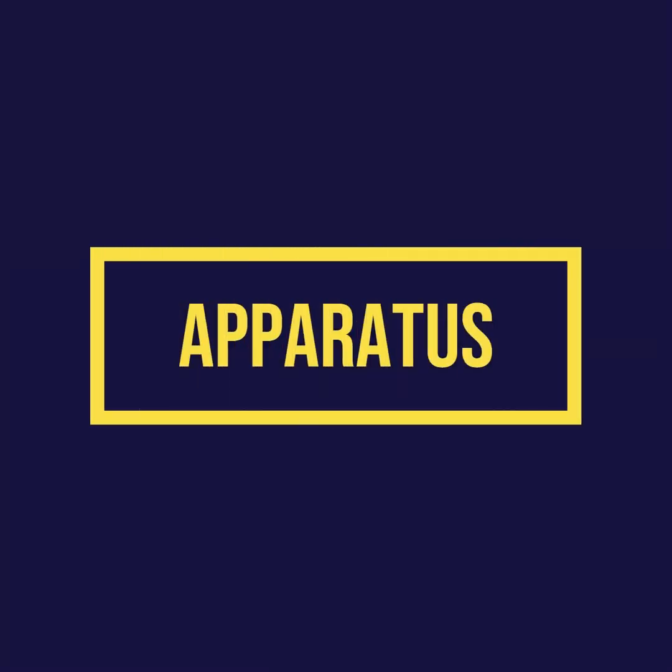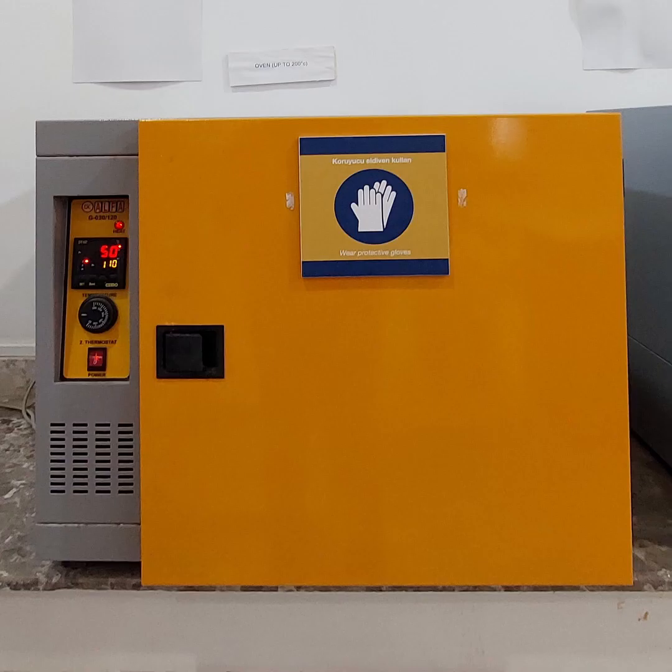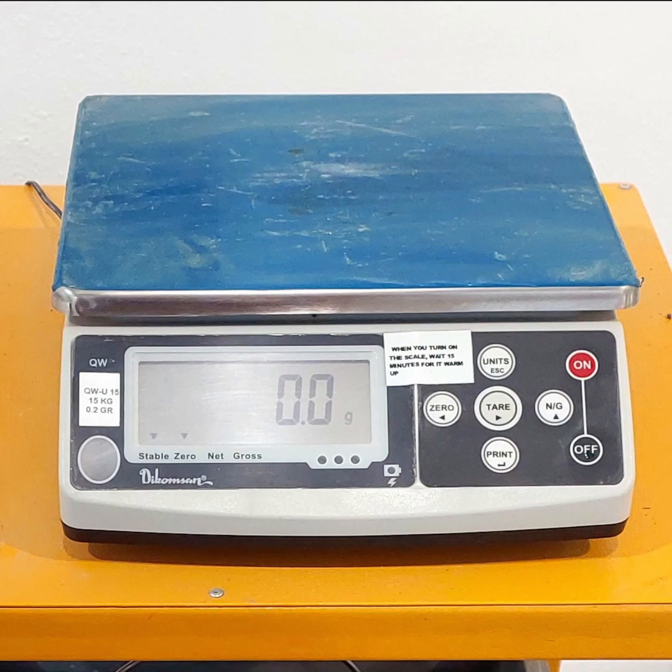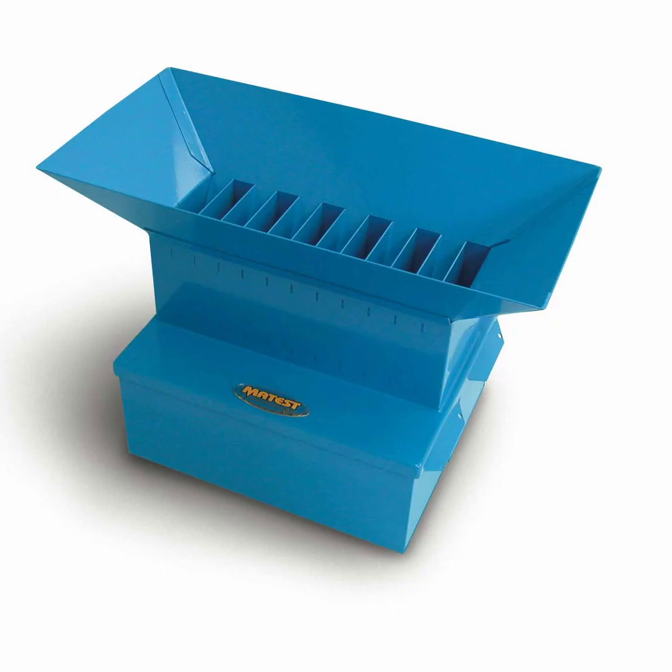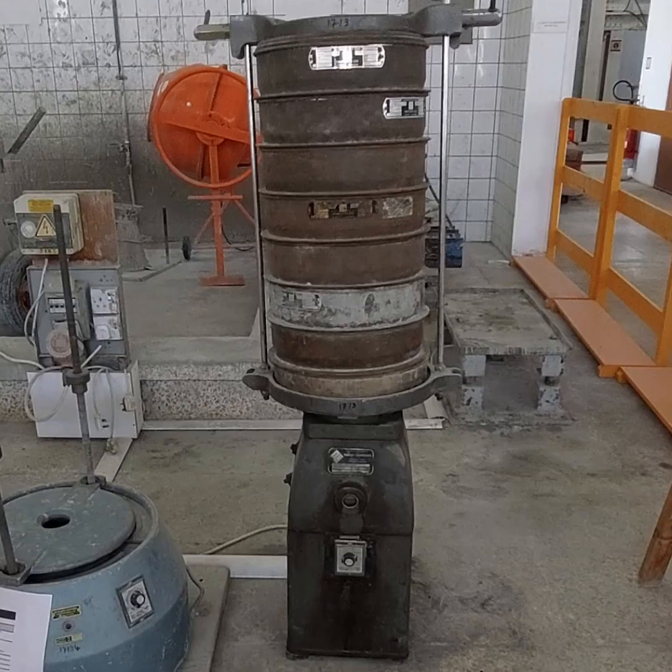First, let's take a look at the apparatus that we are going to use in this test. Oven. Balance. Sample splitter. Sieves and sieve shaker.